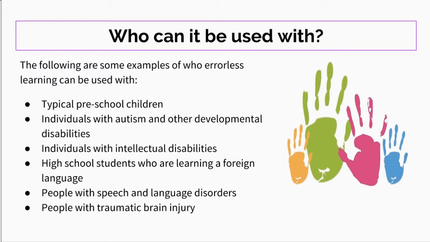So who can it be used with? Well, the following are some examples of who errorless learning can be used with. It can be used with typical preschool children, individuals with autism and other developmental disabilities, individuals with intellectual disabilities, high school students who are learning a foreign language, people with speech and language disorders, and people with traumatic brain injury. And this is just to name a few.